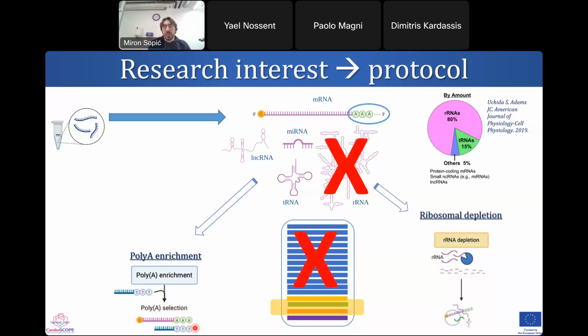The other approach is basically to destroy ribosomal RNAs with a process that is called ribodepletion, where you basically select only ribosomal RNAs. I will show you in a second how it's done, and then destroy them. And what is left within your sample are all the other types of RNA.